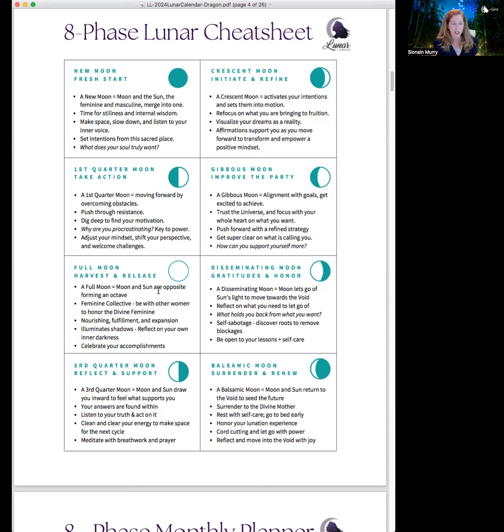The full moon is when the sun and moon are opposite in the sky. So they're going to be in two different lunar cycles. At the new moon, they were together. At the first quarter moon, they were at a 90-degree angle. And in the full moon, they're opposites. This is when we honor the divine feminine or the maternal mother energy. This is like when the fertilized egg happens. This is about being nourished, fulfilled, expansive.